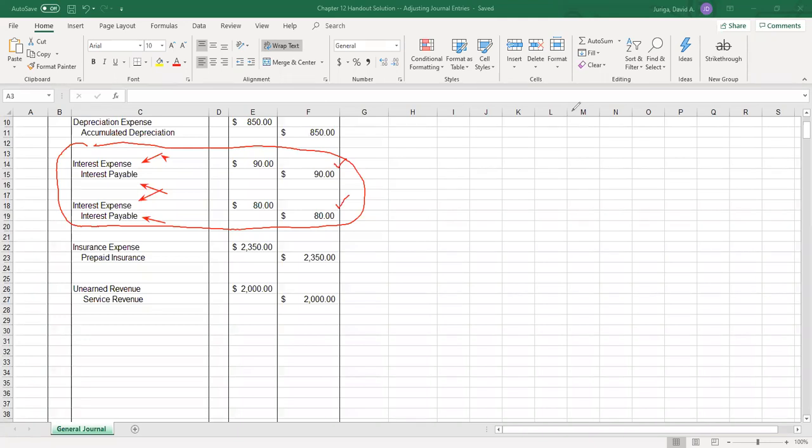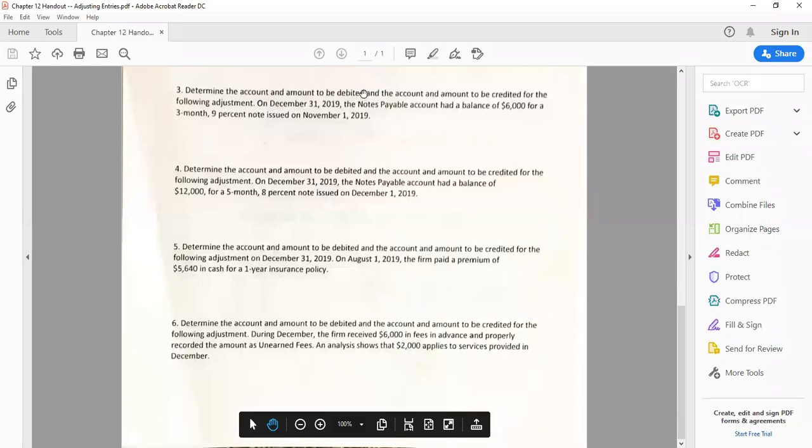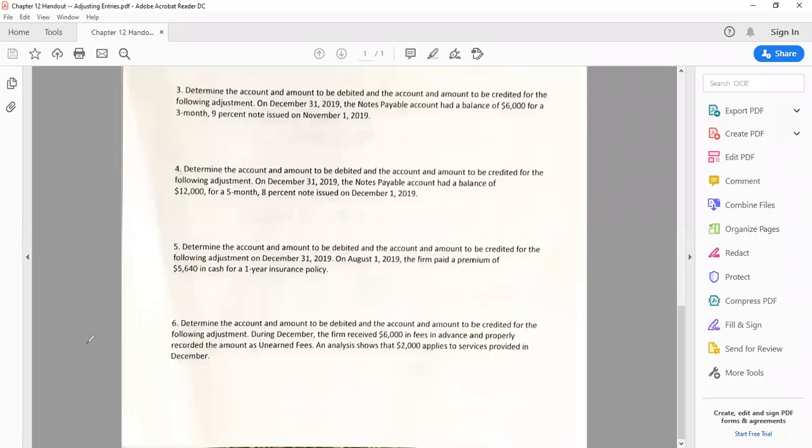So now let's go back and we'll do an insurance adjustment. That's number 5. So number 5, it looks like the premium costs $5,640. It's a 1-year policy. This was done on August 1st. So to get my calculation, I take the 5,640 divided by 12 to convert it to per month. And then, of course, just to remind you, August 1st through December 31st would be right at 5 months. So if you multiply this by 5, that's going to give you $2,350.